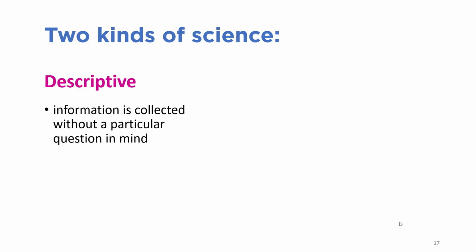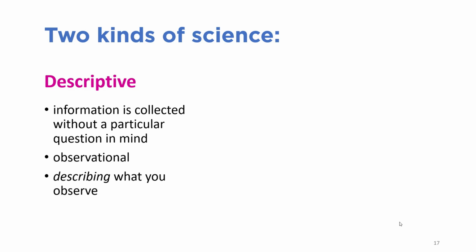Okay. So with there being a few different types of variables and two major types of statistical tests, non-parametric and parametric, although there are more, we could then group our science into two kinds: descriptive science, where information is collected without a particular question in mind. It's very observational. You're describing what you observe.